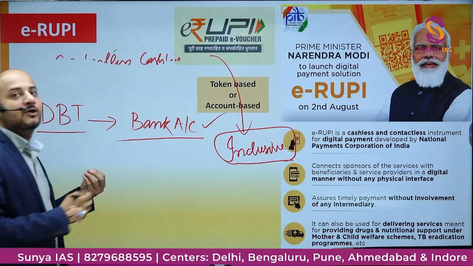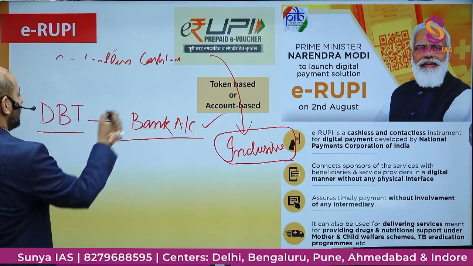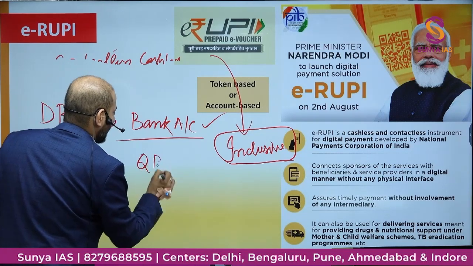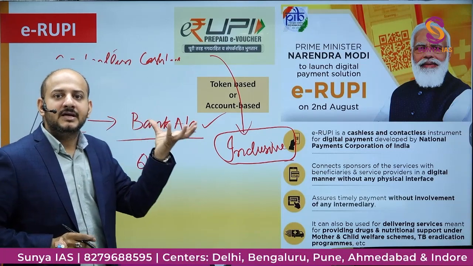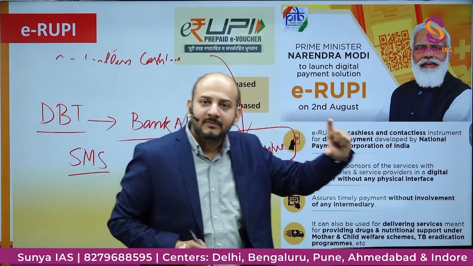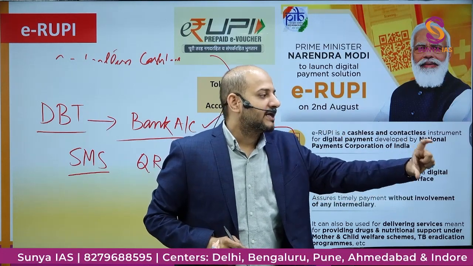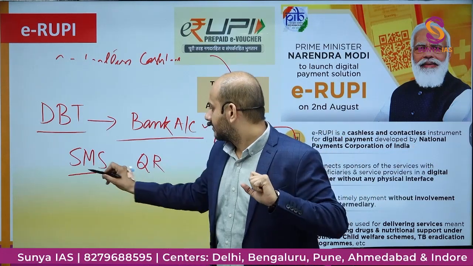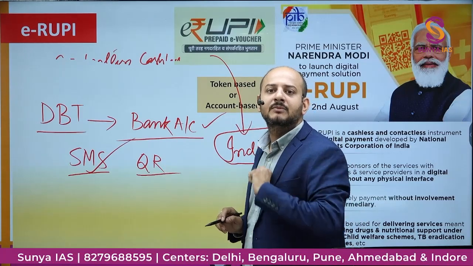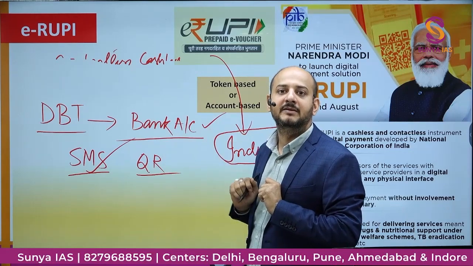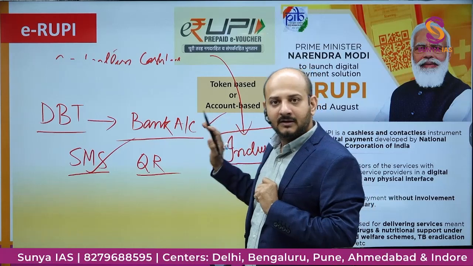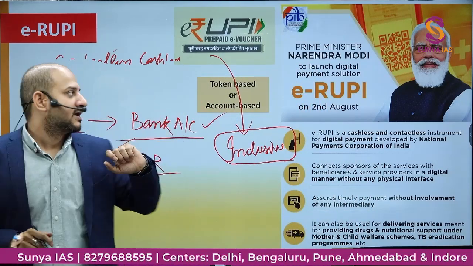It will be a kind of voucher in the form of SMS or QR code. An SMS with a particular number is provided to the particular beneficiary, and the beneficiary will go to the specified purpose and can redeem the voucher through the SMS number, or can be provided with a QR code sent to the mobile number of that person, and it can be redeemed there. No bank is involved in case of e-rupee transactions. Got it? One more difference.